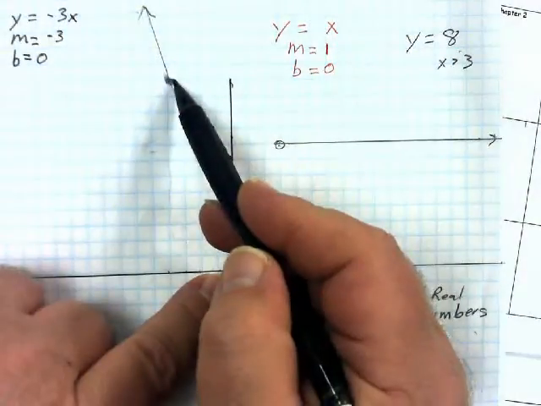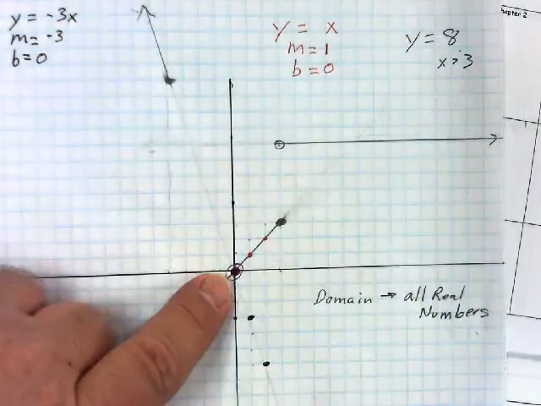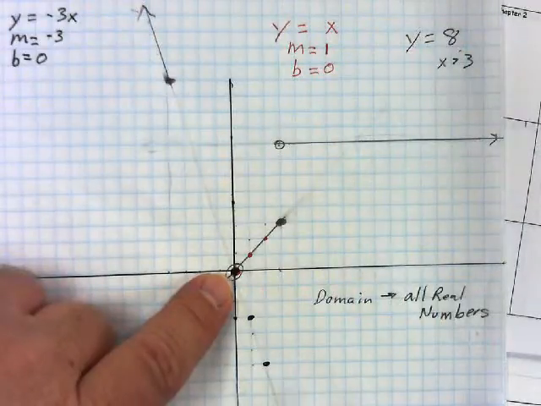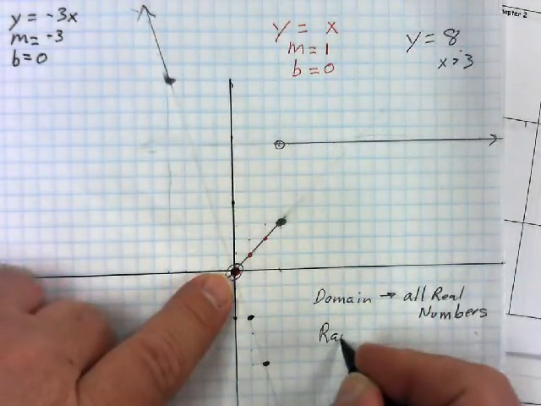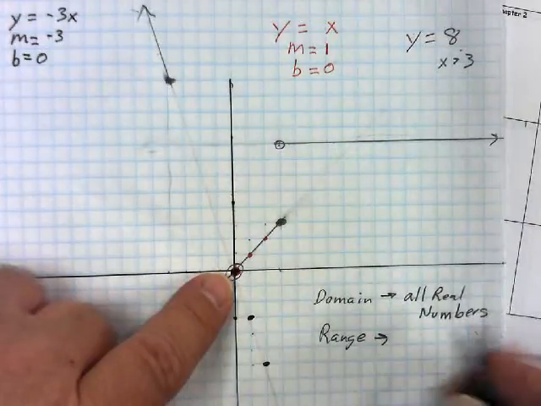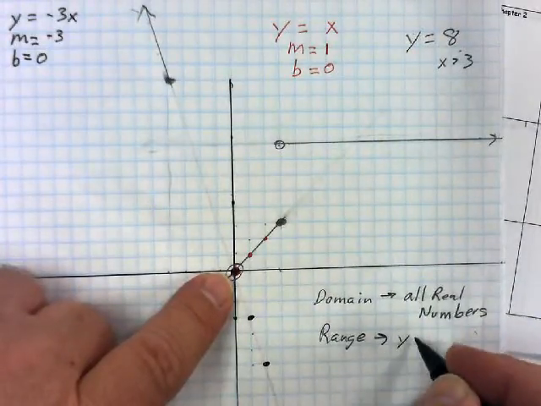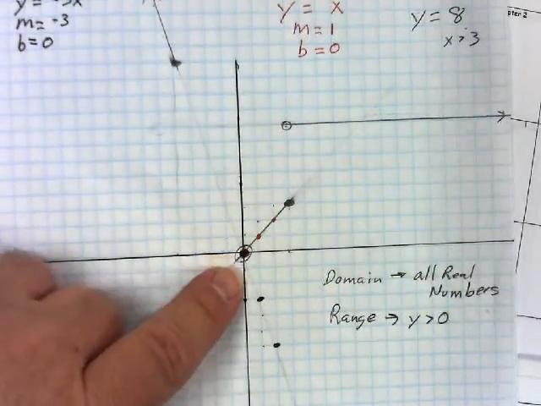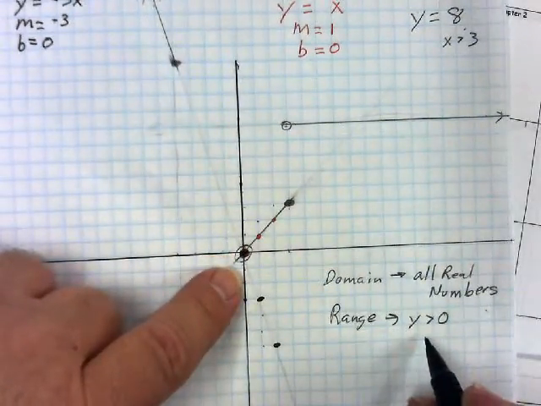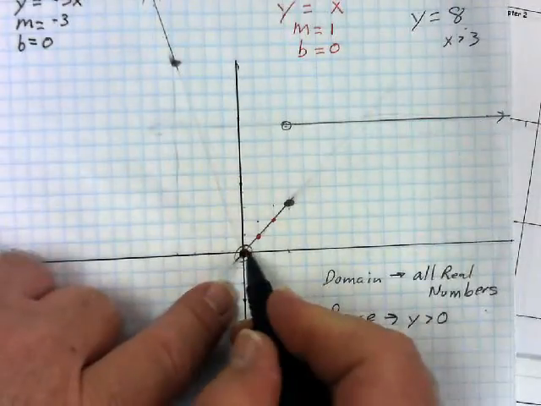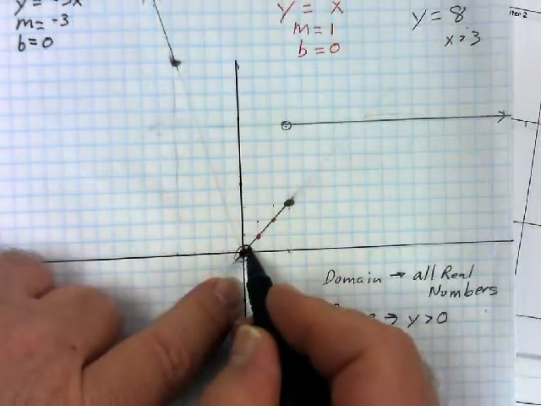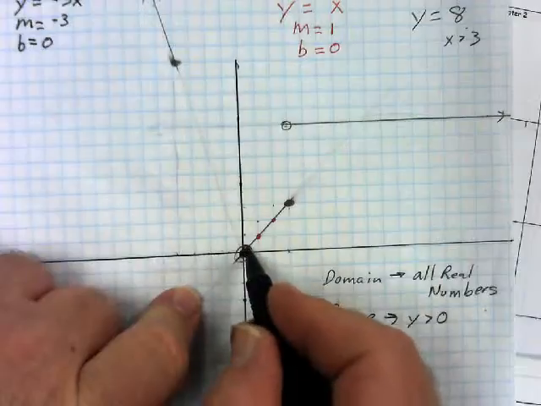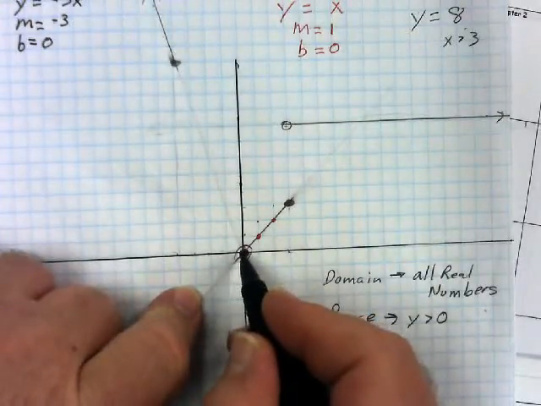So my range is going to be all the y's that are greater than 0. Why didn't I put equal to with that? Because on the graph right here, wasn't this 0 as a circle? Which means I can't include it, but it's close. That's why I just have y is greater than 0.